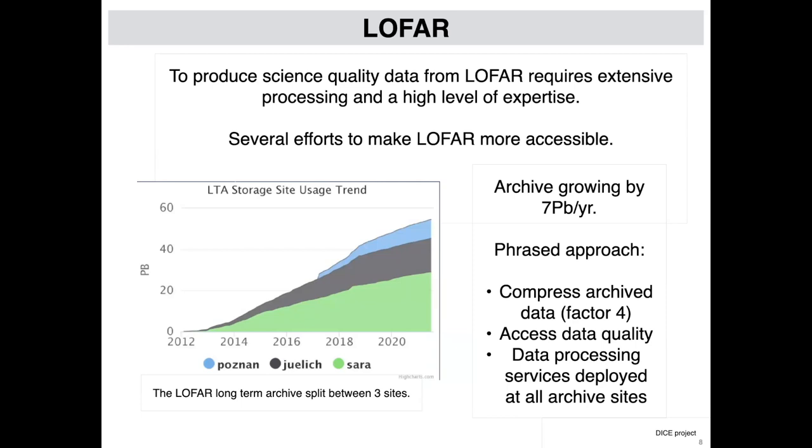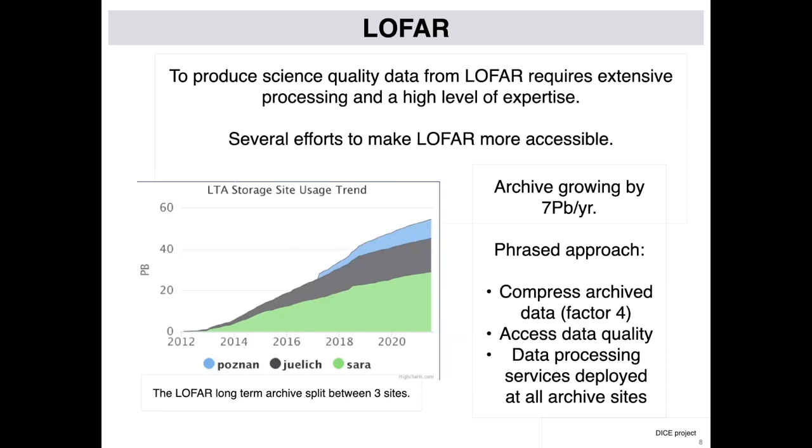The other problem we have is that the LOFAR data we store in the archive is growing rapidly. It's currently at about 60 petabytes, and it's growing by about 7 or 8 petabytes a year. So we have another approach, where there's been some research to compress this data. Basically, you can compress it by a factor of 4 and lose just a fraction of a percent of quality. So we're now going through all of the data and compressing it.